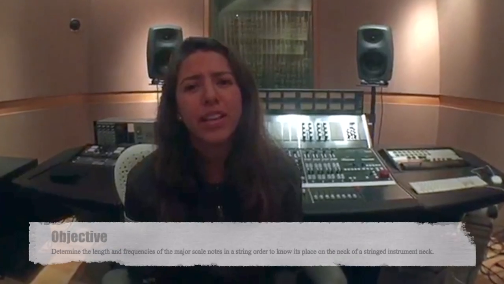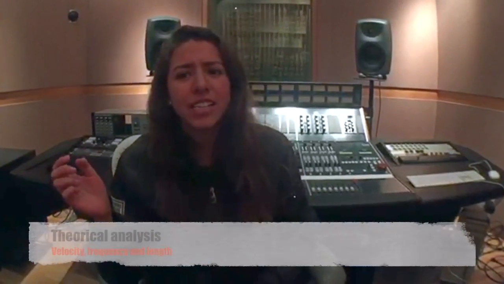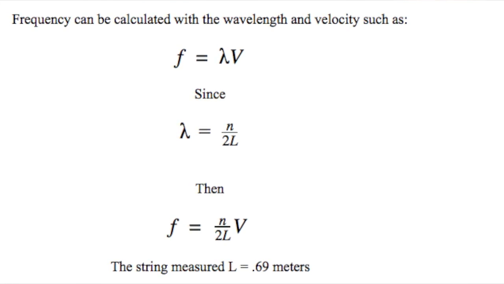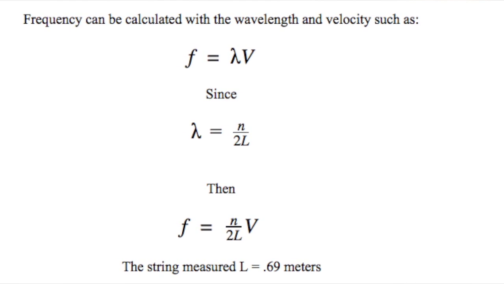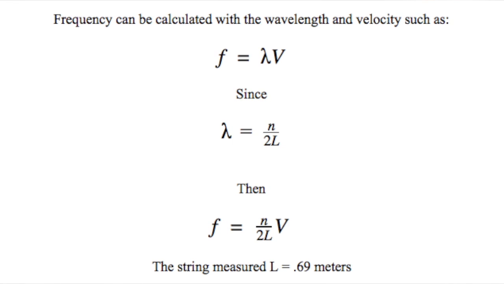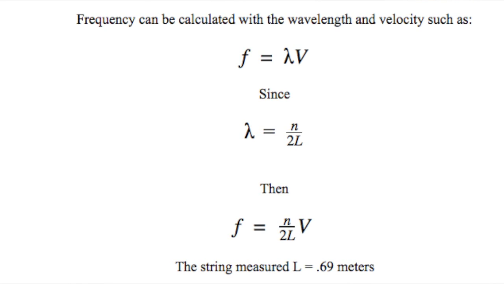The objective was to determine the frequency of the major scale notes in order to know their place on the string. So the theoretical analysis is the frequency that can be calculated with lambda and the velocity. Since lambda is n divided by 2L, then the frequency is n divided by 2L times the velocity. And our string was measured at 0.69 meters.